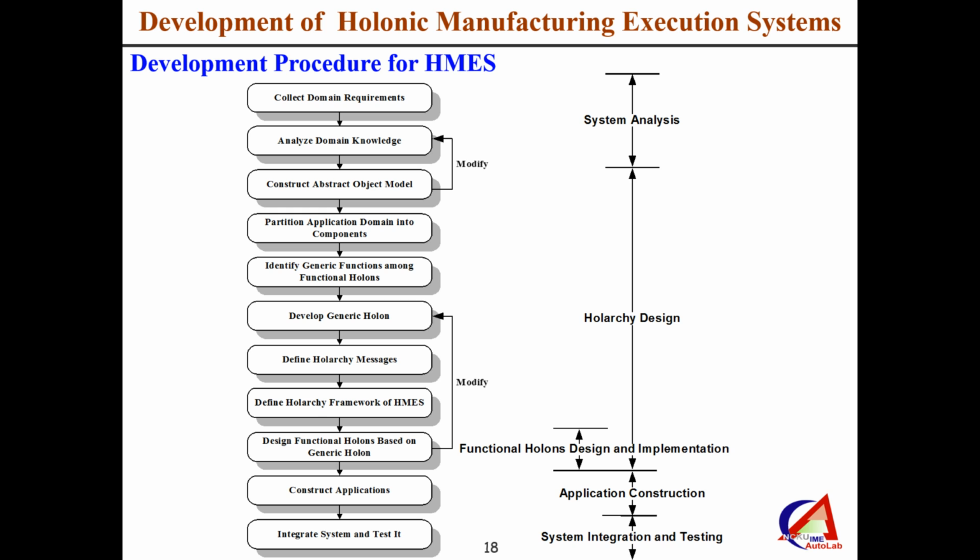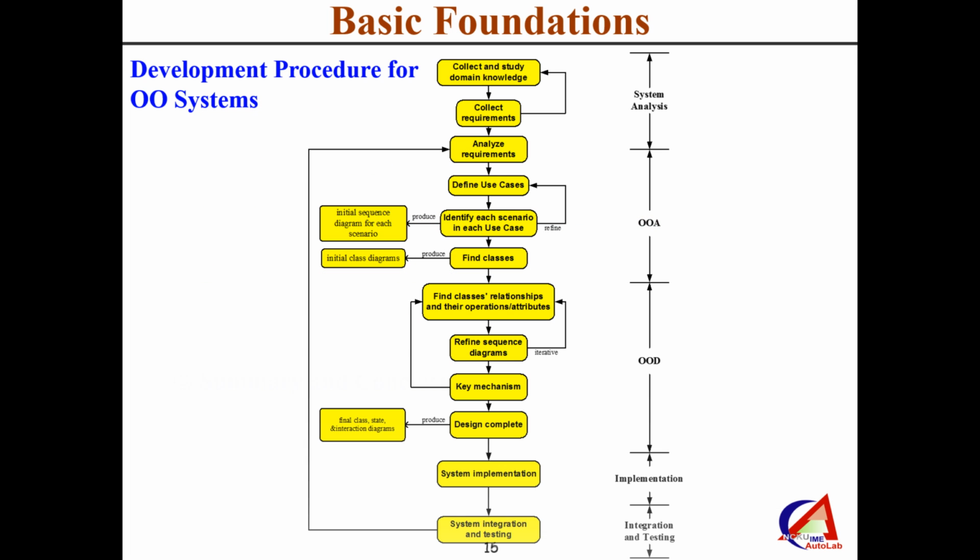So be careful. When I mention this, maybe during the final, of course, this has to be in the final. Then you should know how to design this one. So we have two flow charts, right? This is the development procedure for the large-scale system, while this one is only for a small module, the regular object-oriented system. So don't be confused. Okay.